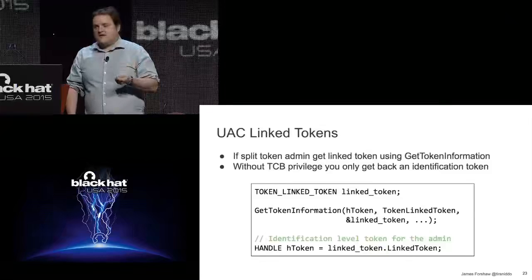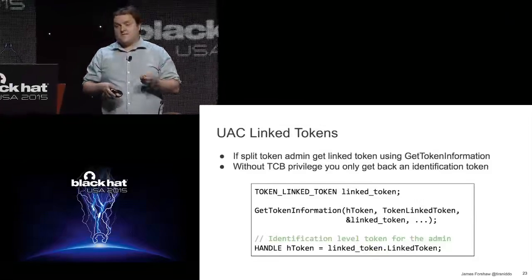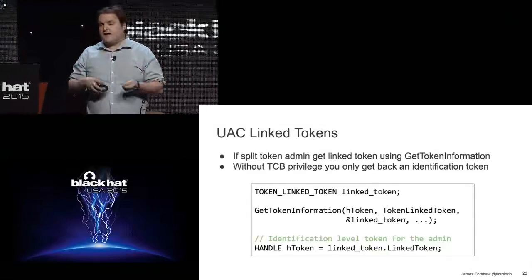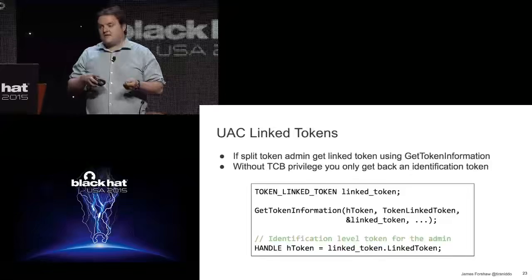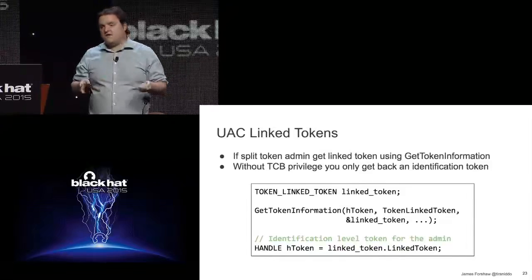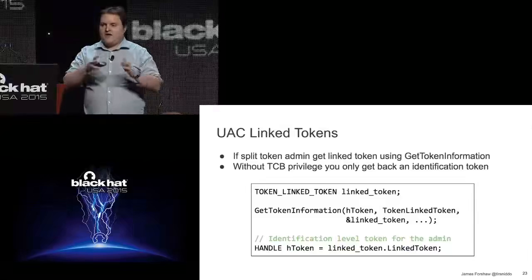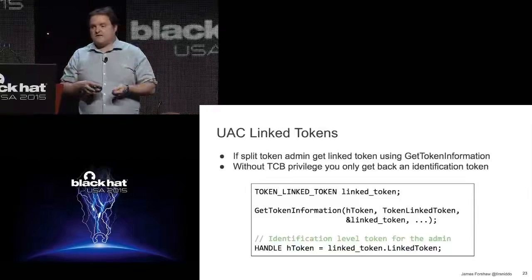If you're using UAC and the vulnerability you find requires an administrator token, there's a system call to just get you back an identification level impersonation token for the UAC user. And it'll just return it to you, and you can do that from any privilege level. Even from a super sandboxed Chrome renderer, you can still call this system call and get back a token which represents the admin.